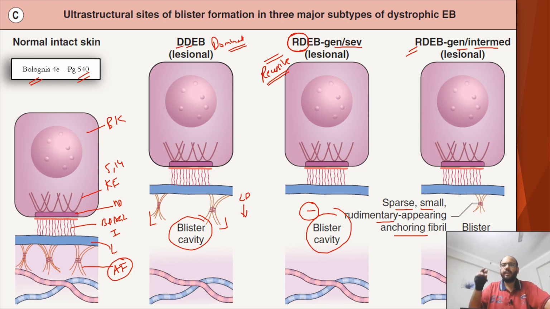Okay. So you have two types of dystrophic EB, dominant dystrophic and recessive dystrophic. In dominant dystrophic, you have reduced anchoring fibrils. In recessive dystrophic, if the anchoring fibrils are completely absent, you have the severe variety. If they are present but rudimentary, not functioning properly, you have the intermediate variant. Okay, let's move forward.